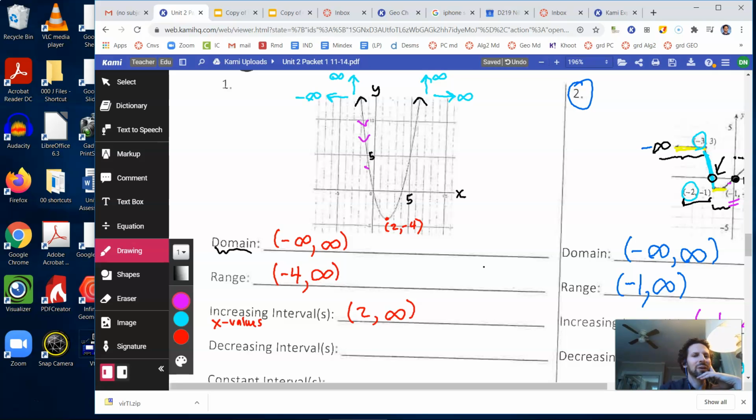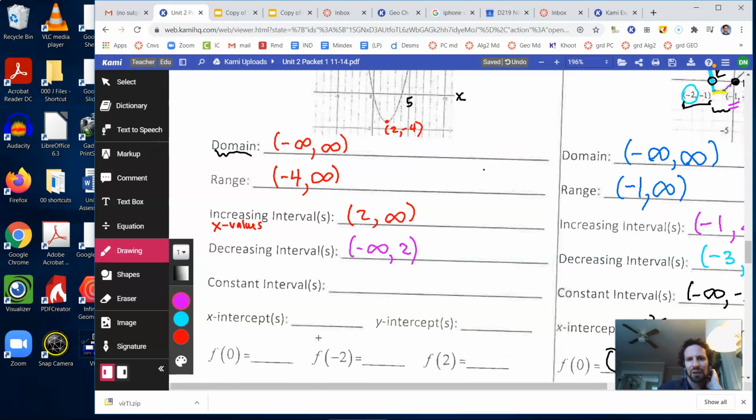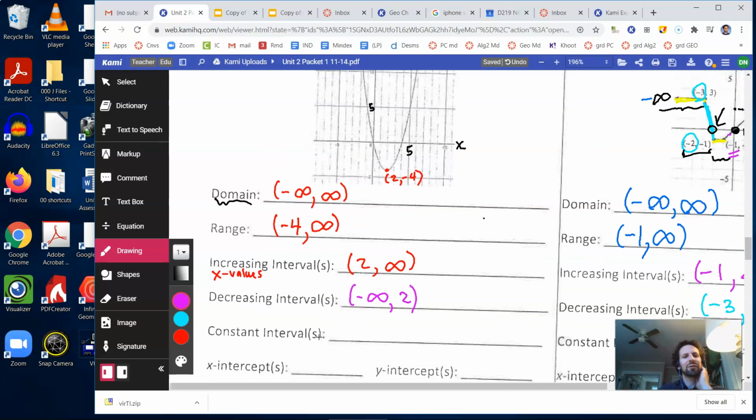Where is the graph decreasing? Well, the graph is going down from left to right, or the y value is getting smaller, starting at an x value of negative infinity all the way to an x value of 2. And we use parentheses because at 2 it changes from decreasing to increasing. So 2 is not included in the interval. The constant interval from this graph, there is none. There's no place where the graph is constant.